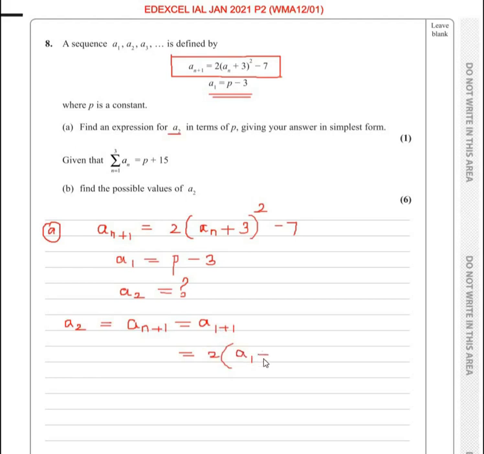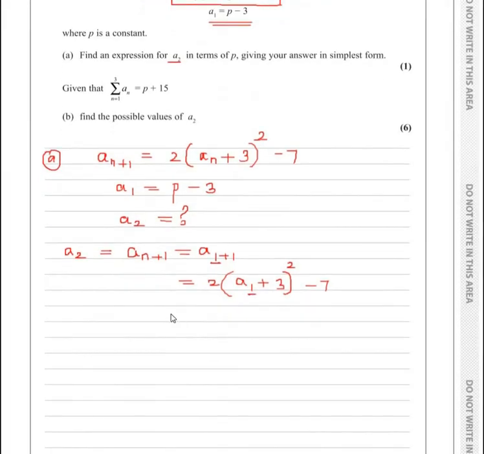equals (a1 + 3) the whole square minus 7. Because in the given rule, we have replaced n with 1. So wherever n comes, we are going to replace it with 1. Now, we are going to write it as a2, expand the brackets, or you can just substitute the values before expanding it. So a1 is given as p minus 3, plus 3, this plus 3 the whole square.